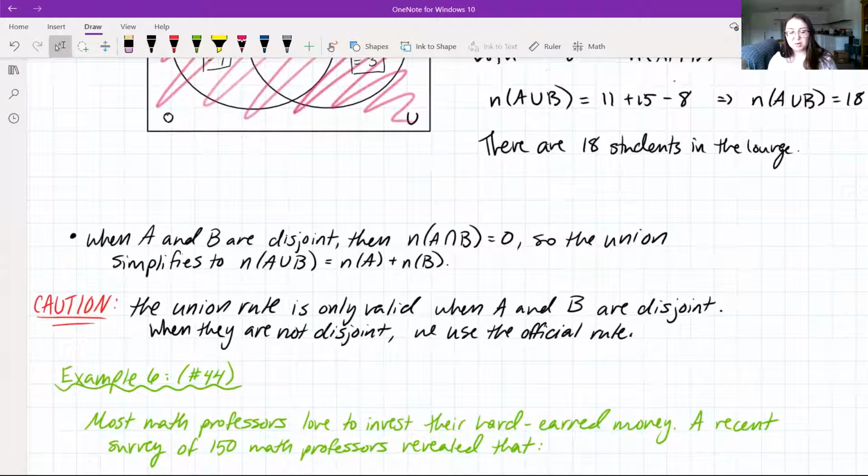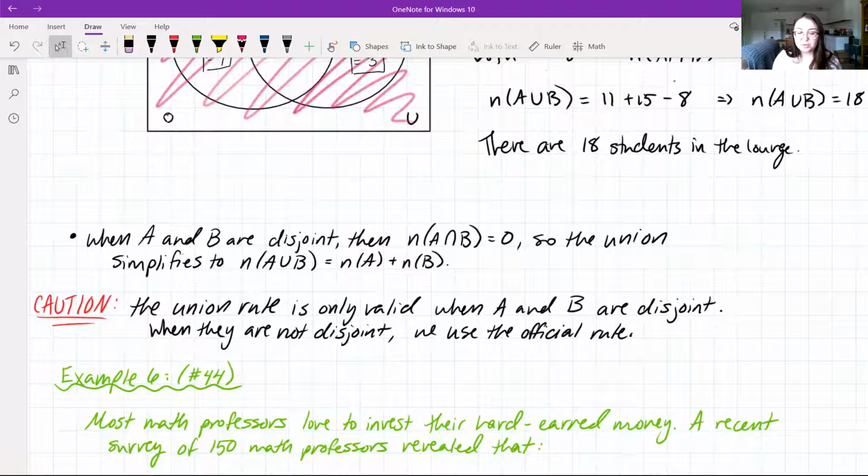All right, then we have that when A and B are disjoint, then n of A intersection B is equal to 0, because we know that A intersect with B is what elements are in both sets. So if they're disjoint, that means they don't overlap at all and they have no same element. So then we know that the number of elements in A intersection B is just 0 because they don't share any elements. So then the union simplifies to n of A union B is equal to n of A plus n of B, since n of A intersect with B is just 0.